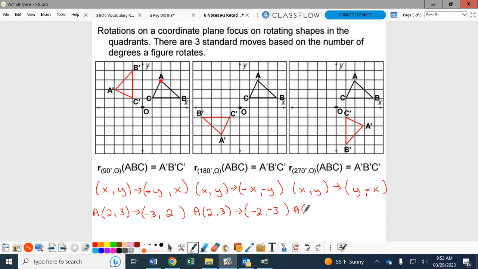So if A starts off at 2, 3, if we're flipping them and changing the sign of the second one, what's it going to be? 3, negative 2. Perfect. No issues with the rules at all, guys. That was great. Usually I have people get that completely wrong the first time through. That's awesome. So that's the rules.